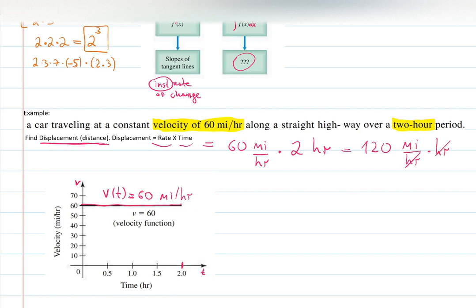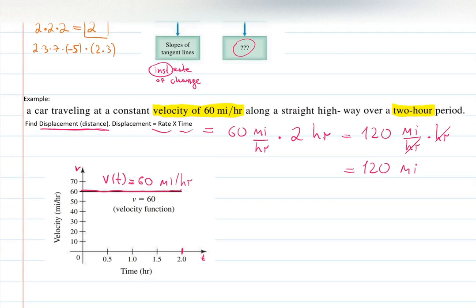Hour cancels out, and now I end up with 120 miles, right? So that means this is my distance. That makes sense. And how did we get it? We get it by multiplying rate and time. How to show it on the graph?